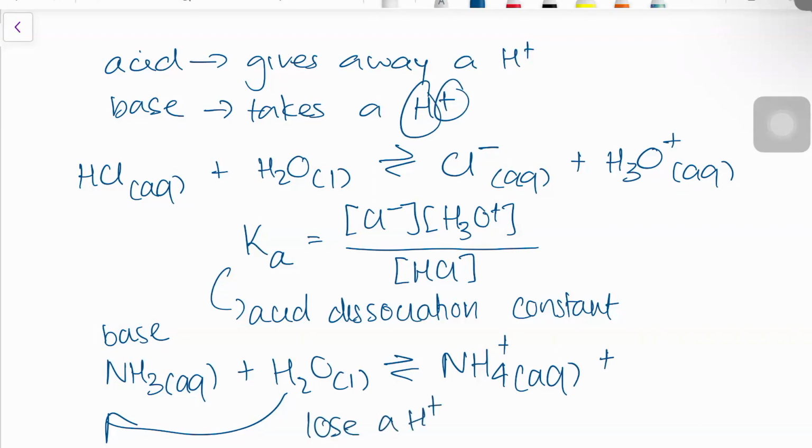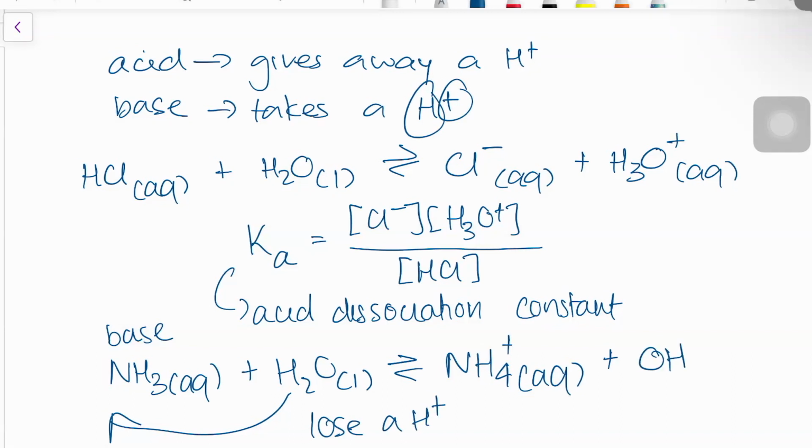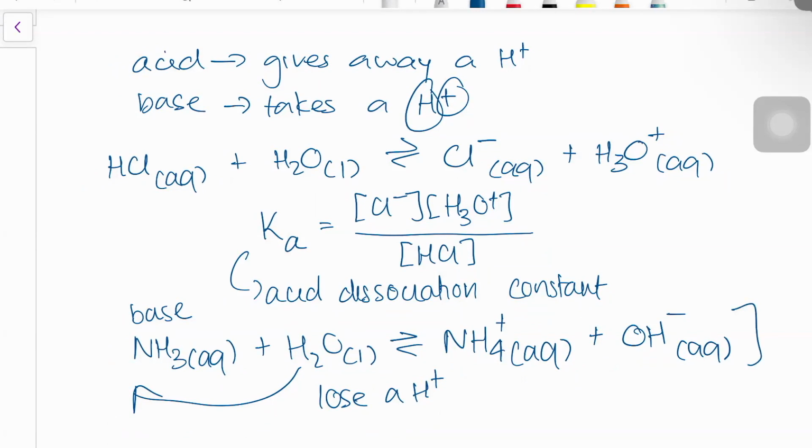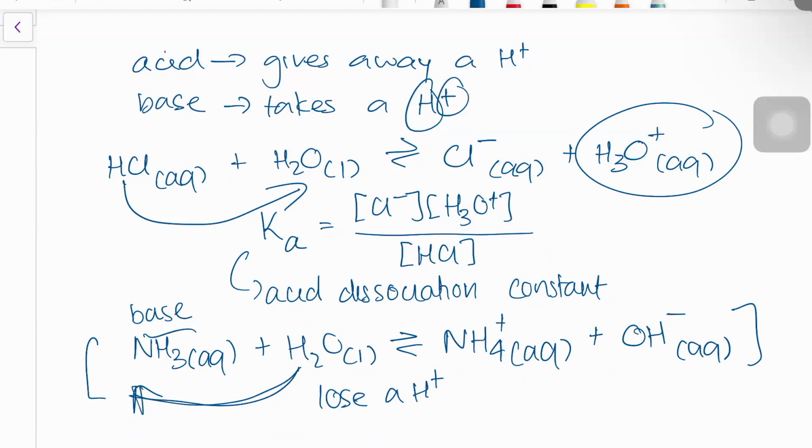It has two hydrogens and one oxygen. If you lose one hydrogen, you only get left with one hydrogen and one oxygen. So it's HO, but we prefer to write it as OH. And then it's neutral, and then you lose a positive charge, so you end up with a negative charge. So this is your dissociation equation for a base. If it's for an acid, you give away the H plus to the water, you end up with H3O plus. If it's a base, you take the H plus from water, you get left with an OH minus.